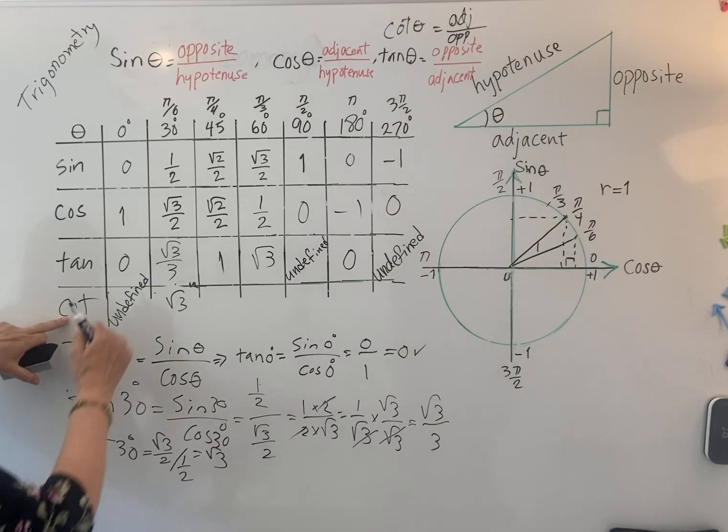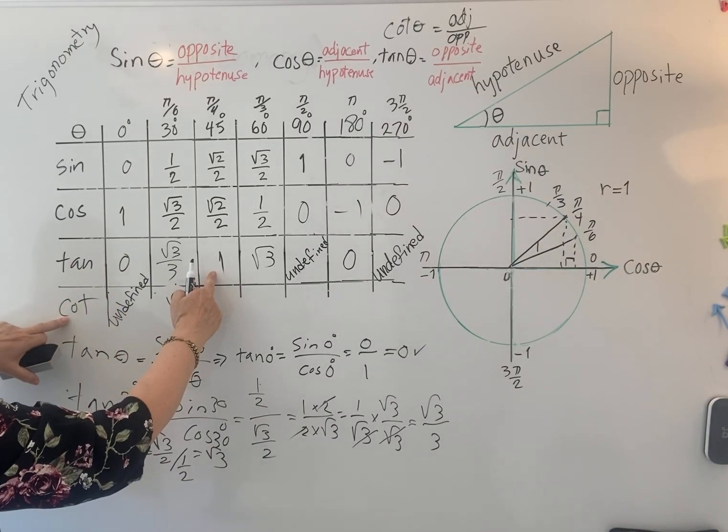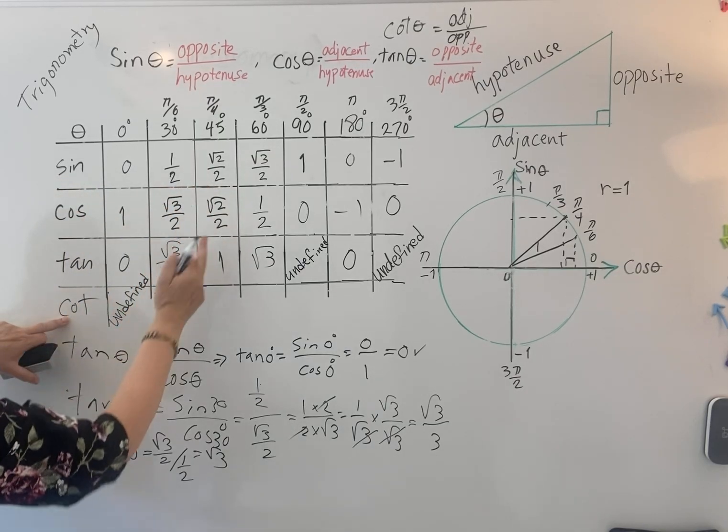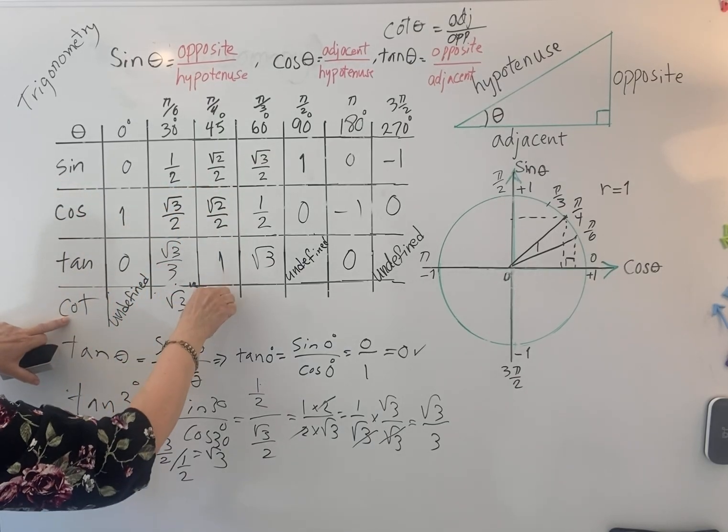Cotangent, you can say the reciprocal of 1, or you can say the cosine over sine. Cosine over sine is 1. Reciprocal of 1 is 1.